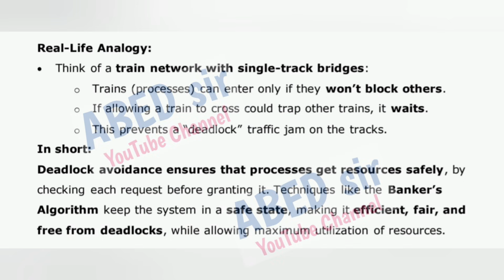In short, deadlock avoidance ensures that processes get resources safely by checking each request before granting it. Techniques like the banker's algorithm keep the system in a safe state, making it efficient, fair, and free from deadlocks, while allowing maximum utilization of resources.